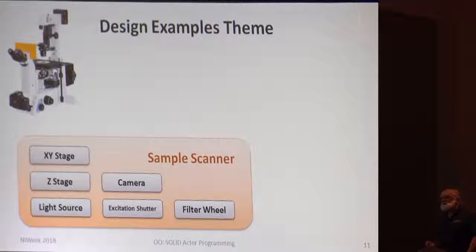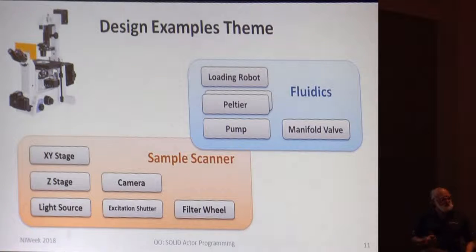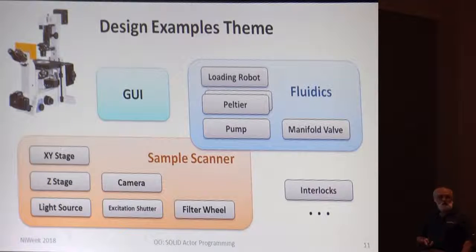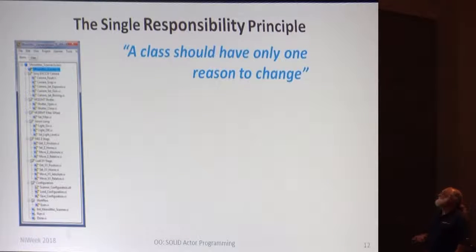And this had to be designed in a way so it can be seamlessly integrated into a bigger system, for example, by putting fluidics on board to improve your system throughput. And you need to have a GUI to monitor stuff and start the run. And you need to have some safety feature which uses interlocks. So that's the example. Let's briefly go through the principles.